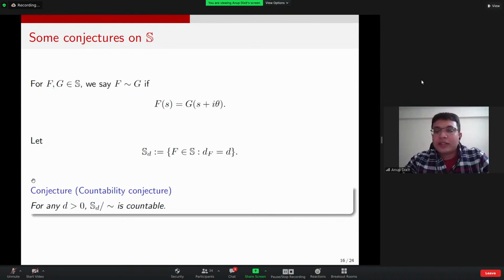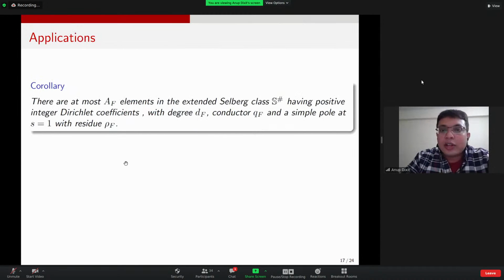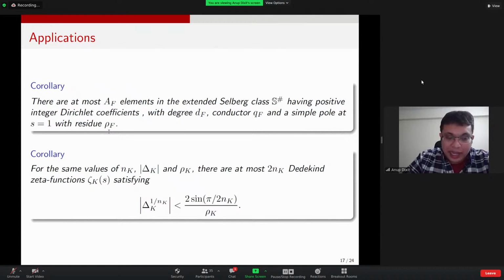Okay, so this is just to give some idea about what we are trying to do. One of the first corollaries that we will have is: given degree, conductor, and a residue in the extended Selberg class, meaning we don't need the Ramanujan hypothesis and the Euler product, we have finitely many elements, A_F. I'm not really describing what this A_F is, after dropping that extra condition, because it's a little complicated to describe. So I'm just going to say that there are finitely many elements in the Selberg class with this and with residue rho_F. But the more interesting application is in the context of the Dedekind zeta function.